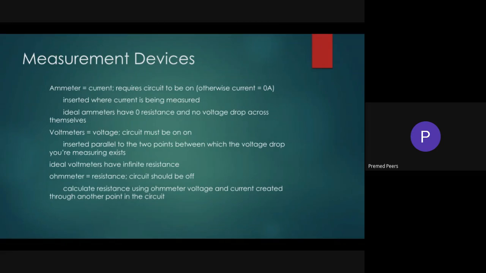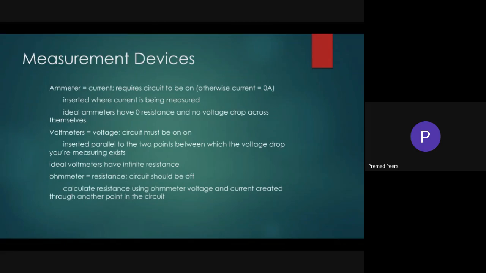And knowing ideal ammeter and voltmeter properties is, I feel like, something that's pretty non-intuitive, and I've actually never seen it come up on any practice test. So I wouldn't worry too much about it. Just know these basic facts.